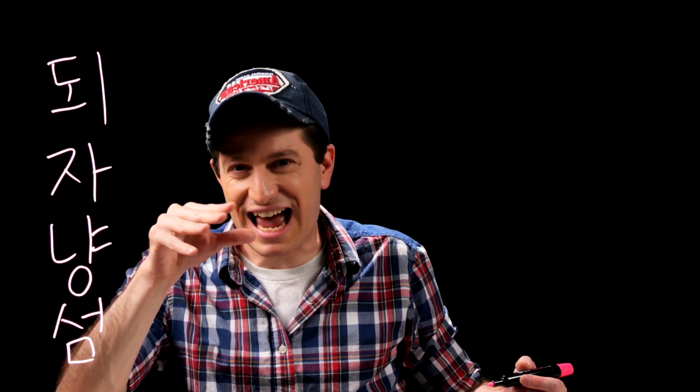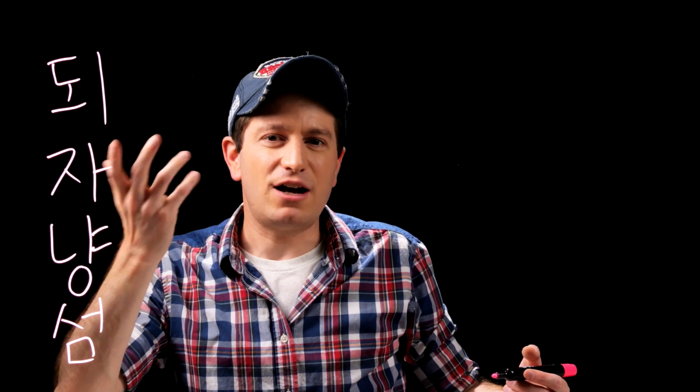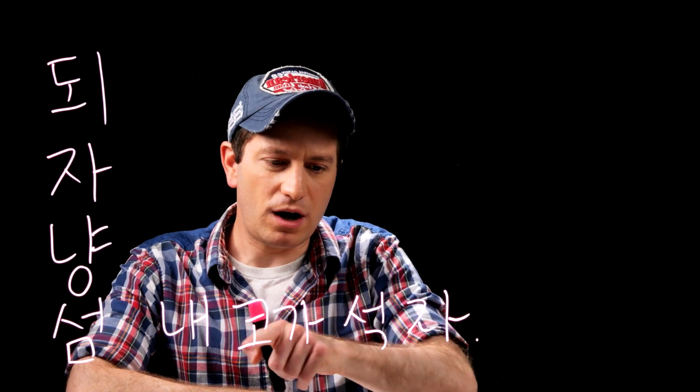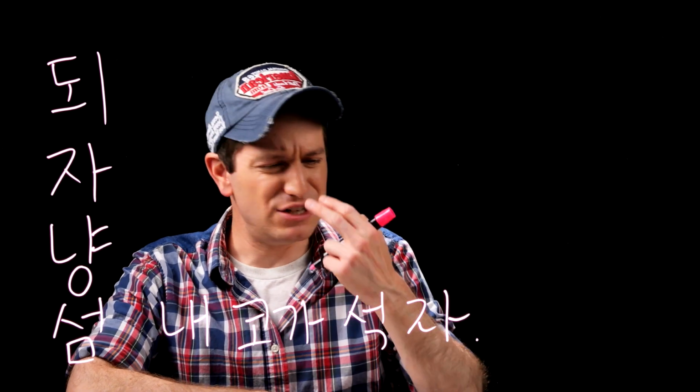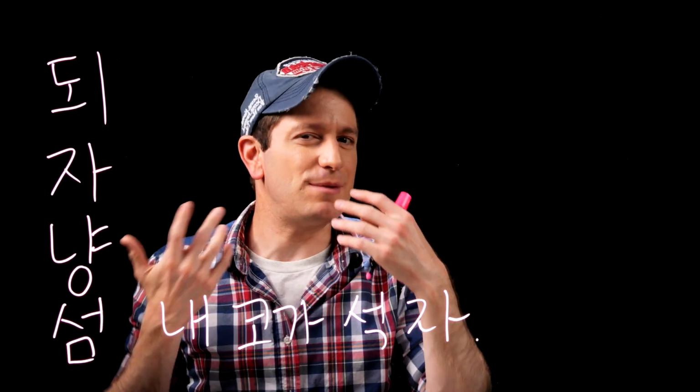자 is a measurement of length. In fact, it's almost exactly the same as a foot. So it's 30.3 centimeters. It does appear in a common expression though. 내 코가 석자. Literally, my nose is 3 자's length, so 3 feet long. It's not talking about the nose though.